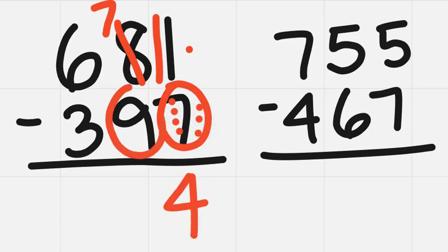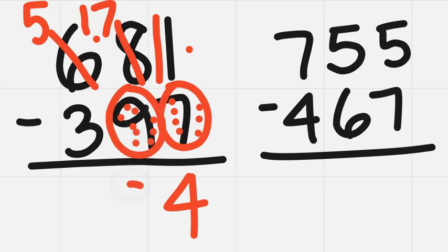Next, we'll circle the 9, which is on the bottom, so it means we have to borrow. The 7 becomes a 17. We cross off the 6, and that goes down to a 5. Then we touch and count. 17, 16, 15, 14, 13, 12, 11, 10, 9, 8.